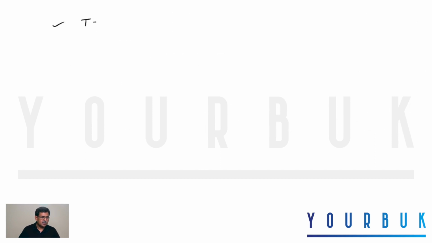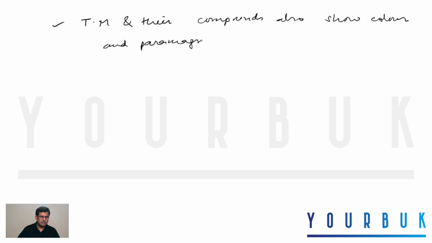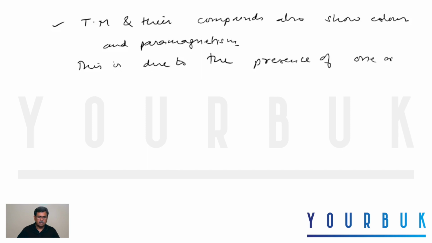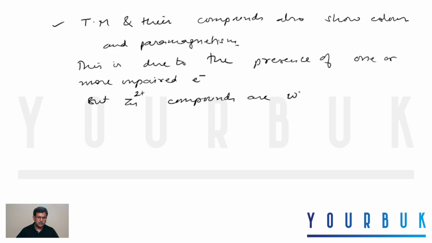Now the next is that transition metals and their compounds also show color and paramagnetism, and this is due to the presence of one or more unpaired electrons. But zinc 2+ compounds are white and diamagnetic due to the absence of unpaired electrons.